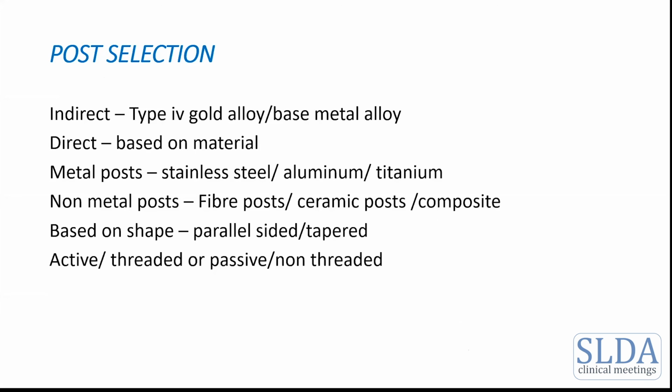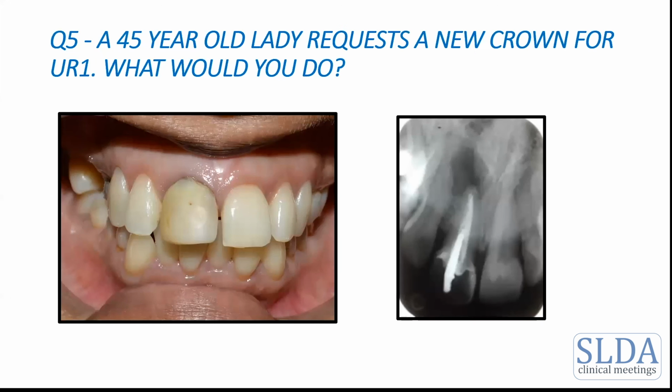Post selection is another subject, so I can't discuss everything in this presentation, but I have given an overview of indirect post and direct post with the application. Indirect post can be base metal alloys and can be constructed with type 4 gold. And direct post can be classified based on the material. They can be metal post like stainless steel, aluminum, titanium, or non-metal post such as fiber post, ceramic, and composite. And based on the shape, parallel-sided, tapered, and active and passive post.